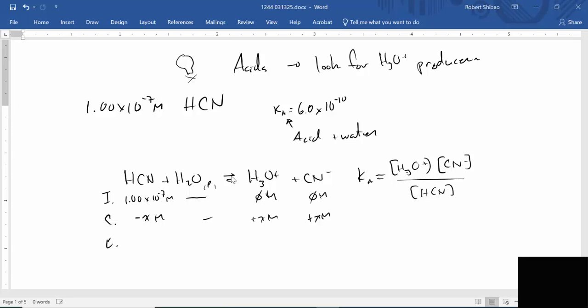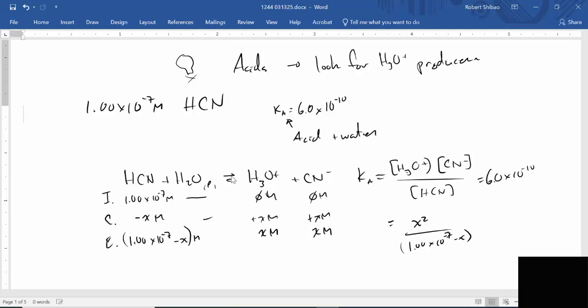And so at equilibrium, we're going to have 1.00 times 10 to the minus 7 minus X molar, and then X molar, and then X molar here. And so we can solve for X. We know that this is equal to 6.0 times 10 to the minus 10, and that's going to be X times X, which is X squared, divided by 1.00 times 10 to the minus 7 minus X.